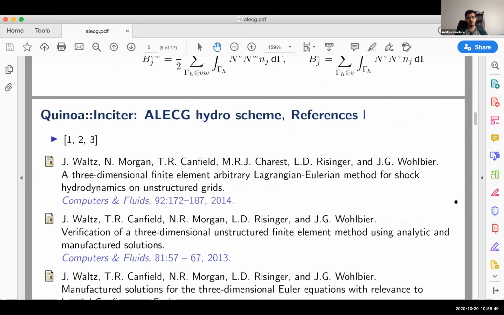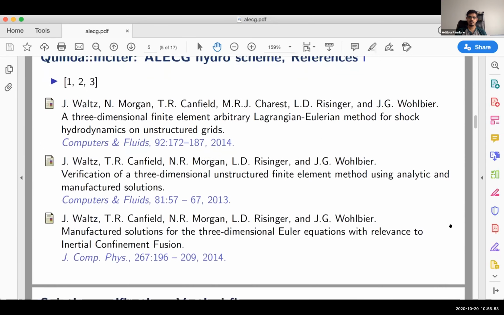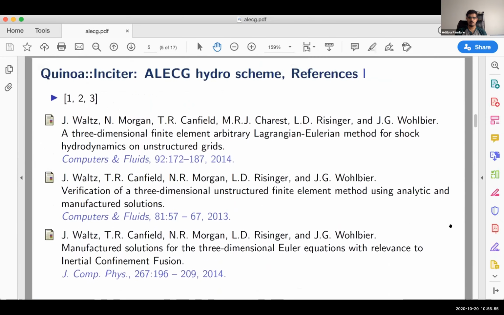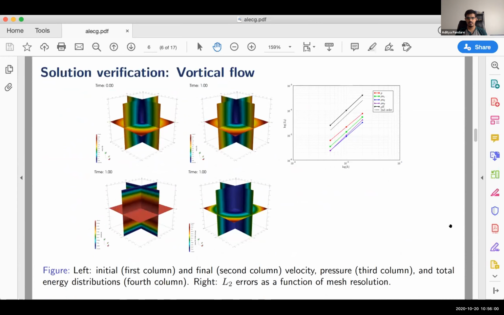So these are just a few references which point to the numerical method that we are using here. Most of these come from Los Alamos. Now, to verify the numerical method that we have implemented, we try out a couple of test cases, and I've shown a few of them here.